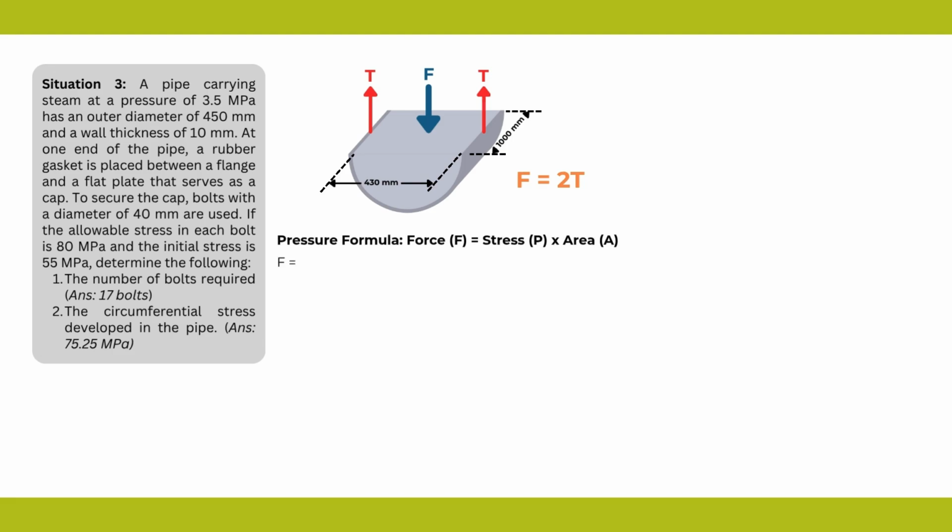Solving for P, gamitin lang natin ulit yung pressure times area in which 3.5 megapascals yung given from the steam. Then yung area naman na gagamitin natin is yung rectangular surface exposed dito sa figure, which is diameter times length lang. So, 430 times yung 1,000 mm na assumed length. As for the force naman ng T, stress times area lang ulit, but in this case, yung stress nga along the circumference yung unknown value.